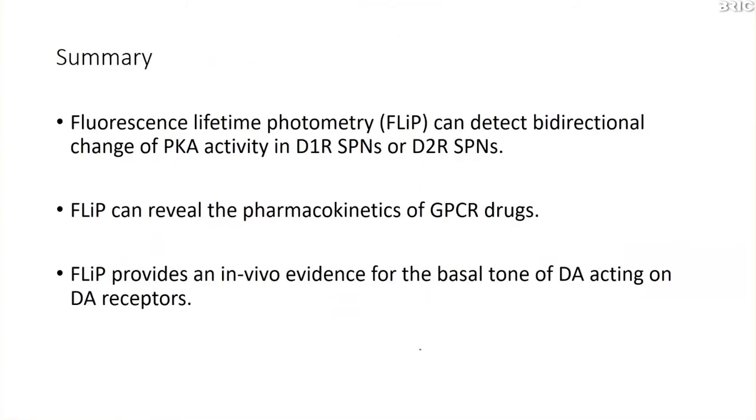So far, I have shown you that fluorescence lifetime photometry, or FLIP, can detect bidirectional change of PK activity in D1 receptor or D2 receptor SPNs. Also, FLIP can reveal the in vivo pharmacokinetics of GPCR drugs. Lastly, the dopamine receptor antagonist experiments provide in vivo evidence for possible basal tone of dopamine acting on dopamine receptors, although we cannot rule out the possibility of inverse agonist activity of the antagonists we used.